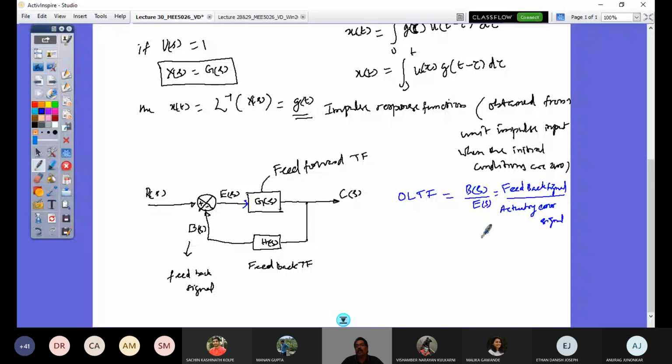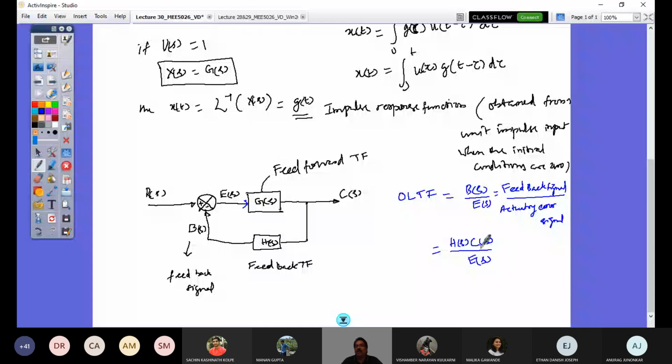In this open loop transfer function, again, B of S comes from the output. So what is that output? It is C of S here. I take that and multiply it with H of S, which gives B of S. So H of S and C of S is B of S. How do we get the feedback signal? Take a signal from the output and send it through the feedback transfer function, so that I get my feedback signal, and that is divided by E of S. So now, what are C of S and E of S?